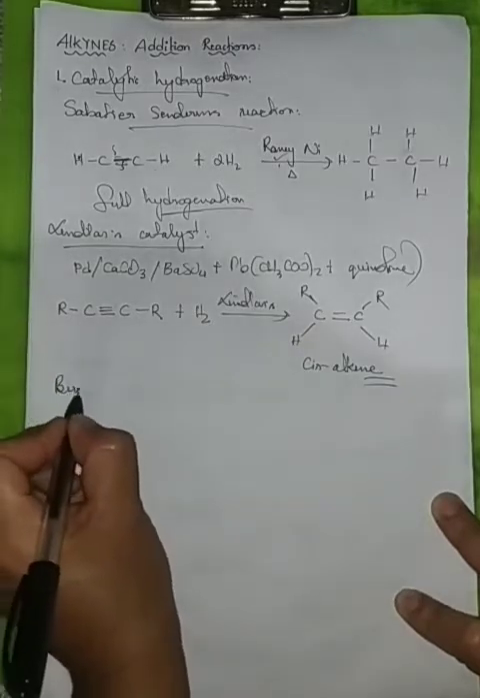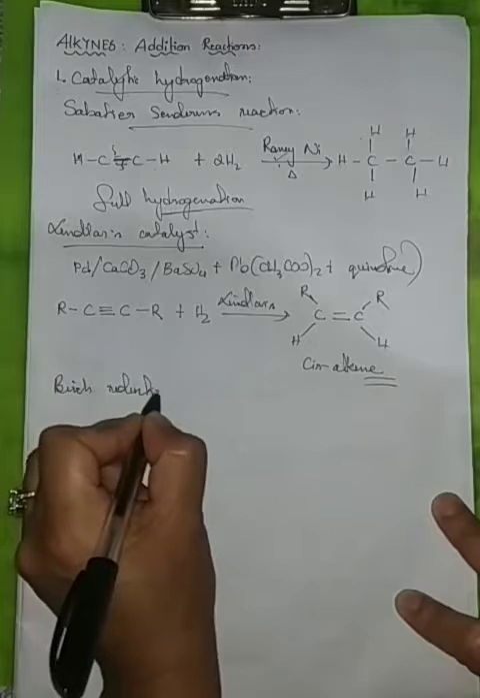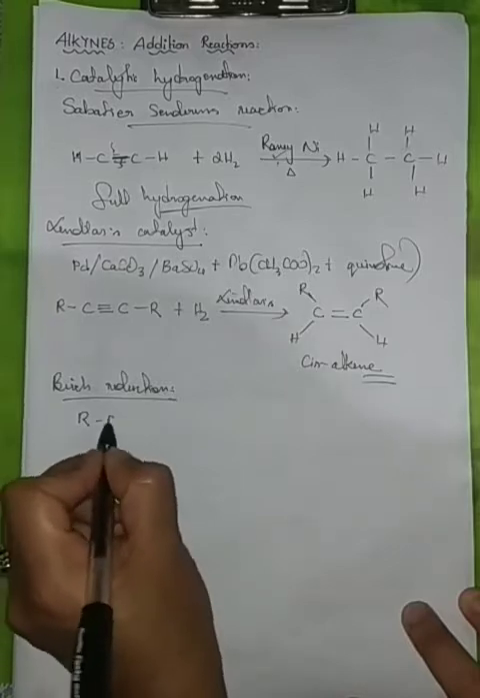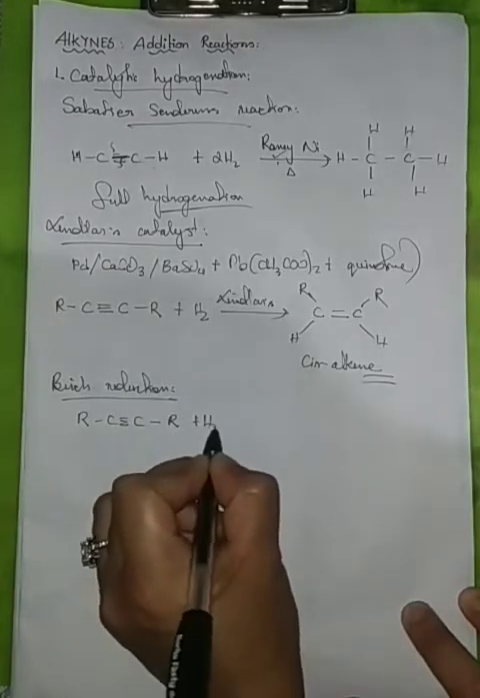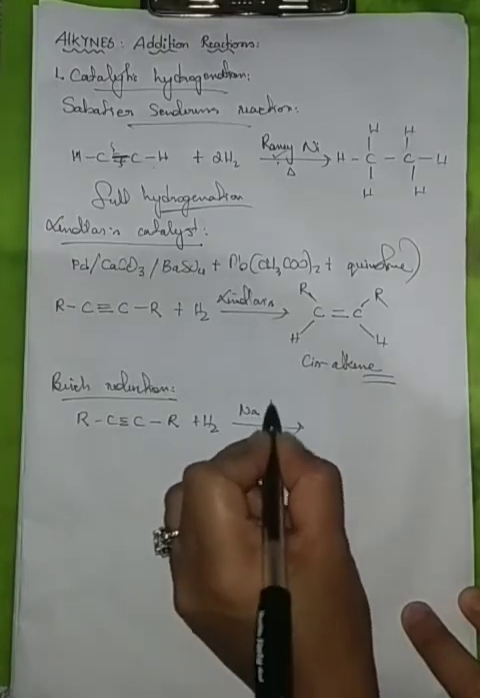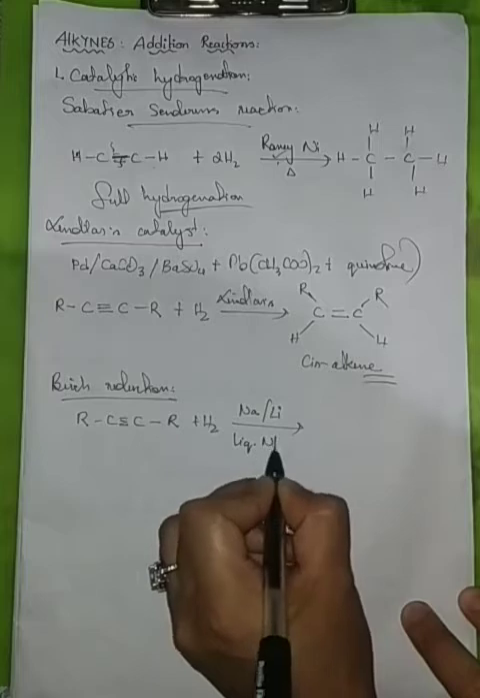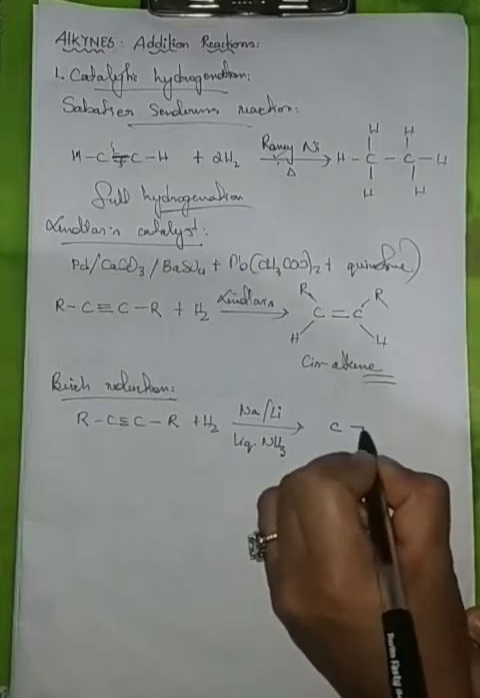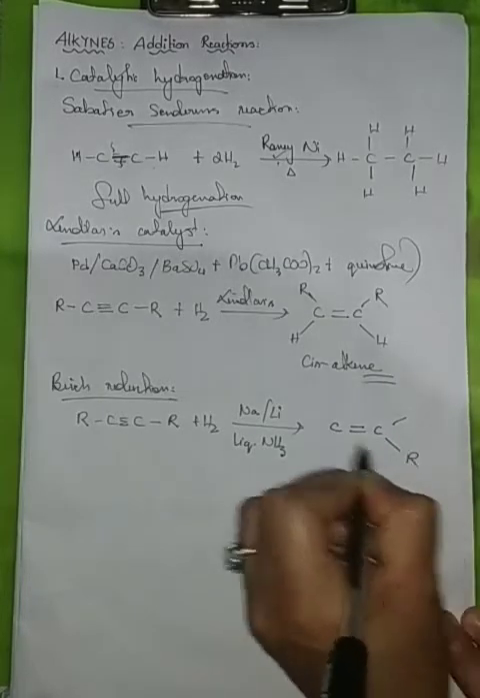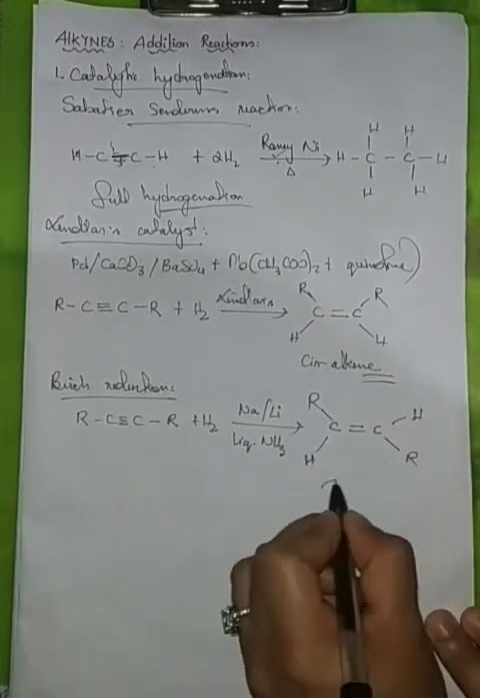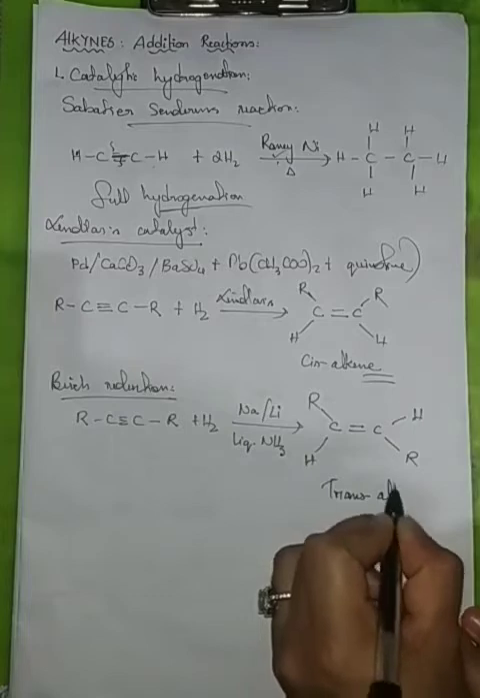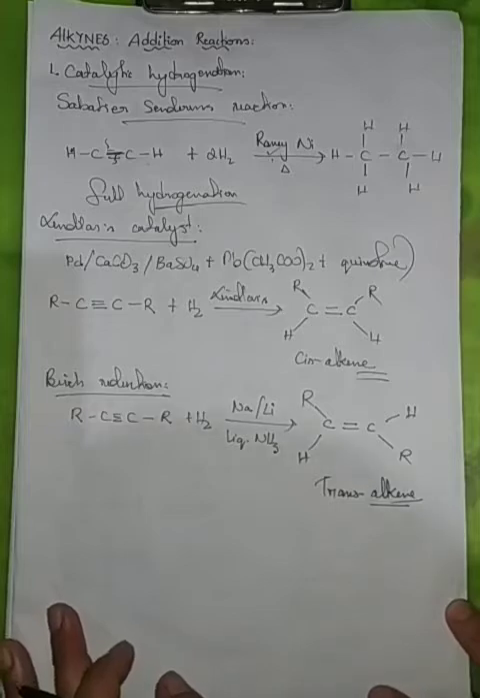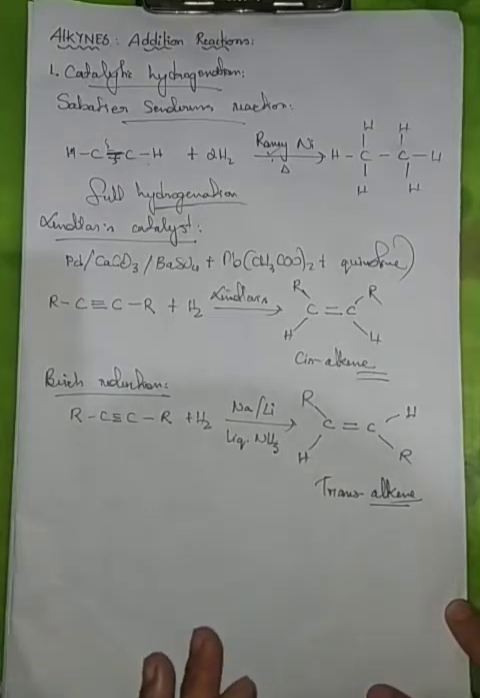Now when Birch reduction takes place, this is the same type of reaction that took place in alkenes. So R, C triple bond C, R on hydrogenation, Birch reduction uses either sodium or lithium in the presence of liquid ammonia. In the carbon to carbon double bond, the alkyl groups would be on different sides, and a trans alkene would be formed in this type of addition reaction. Therefore this is the addition of dihydrogen to alkynes.